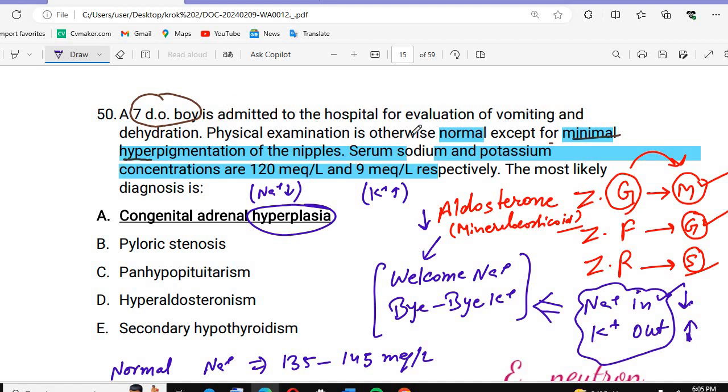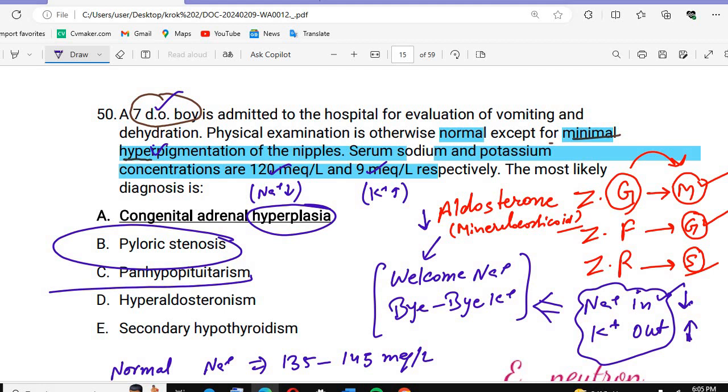In this question, the physical examination is normal. There is vomiting and dehydration in a 7-day-old baby, with minimal hyperpigmentation of the nipples, which is due to hyperpigmentation. Sodium and potassium levels are low. So you can see the age, the hyperpigmentation feature, and the abnormal sodium and potassium levels; that is due to congenital adrenal hyperplasia. Pyloric stenosis we will discuss in the next class.